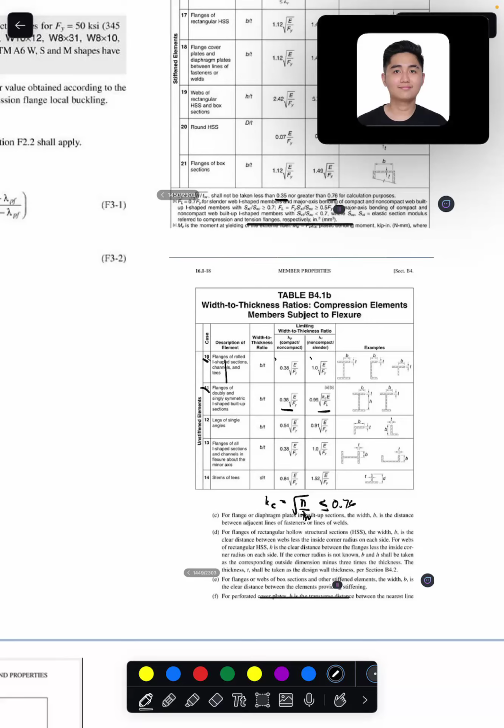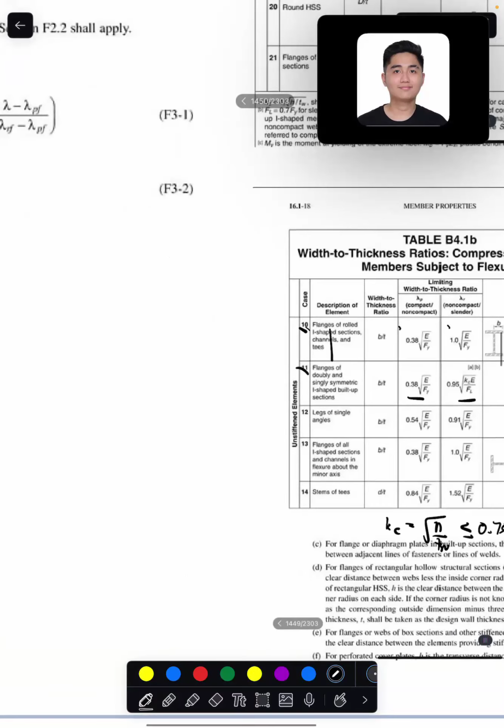But there are times na nape-prevent yung buckling ng flange. How is the buckling on flange actually prevented in the first place? So halimbawa, meron kang wide flange section dito.